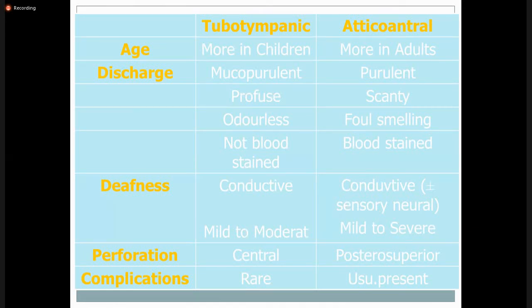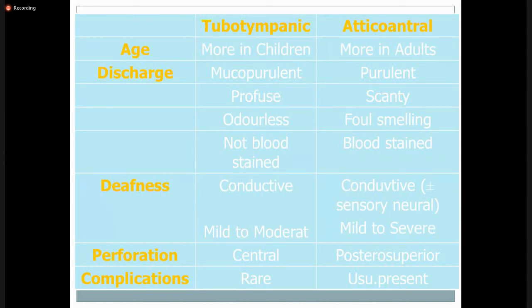Central doesn't mean that it is particularly in the center. Central means that it's surrounded by the remnants of tympanic membrane. Wherever there is a center of the perforation, it should always be surrounded by remnants. Remnants of tympanic membrane are still there.